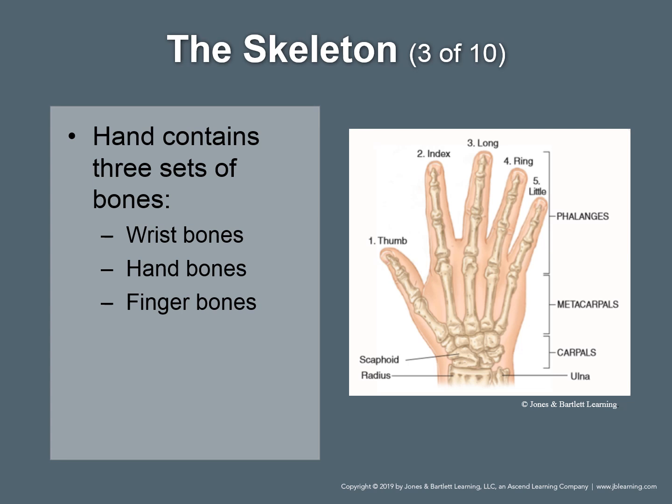These are also called phalanges or digits. Okay, those are your fingers. And then you have your metacarpals, that's the top part of your hand. Your carpals, that's your wrist. And here you can see where your radius and your ulna kind of articulate with your wrist.